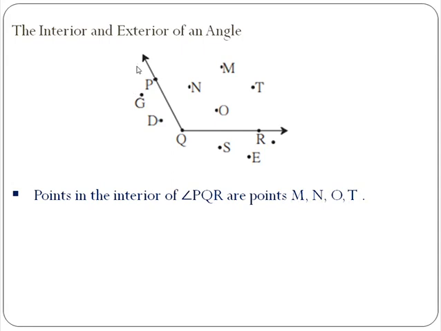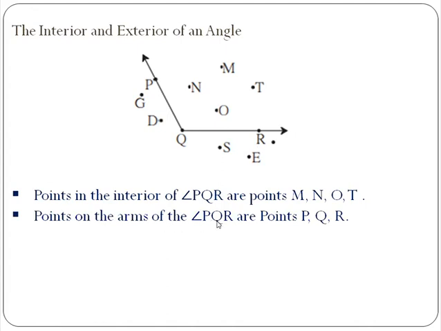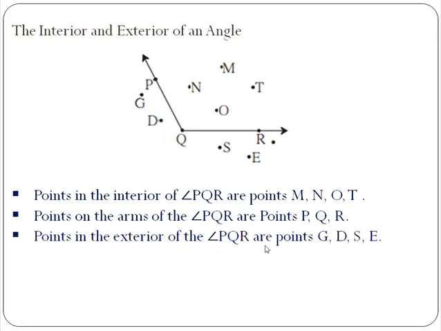Now points on the arms of the angle, or you can say points on the angle, are point P, point Q, point R. So we will write here points on the arms of angle PQR are points P, Q and R. Now we will write the exterior, that is, the points which are not in the interior and not on the arm are the points in the exterior of the angle. So we will write points in the exterior of the angle PQR are point G, point D, point S and point E. These points form the exterior of the angle.